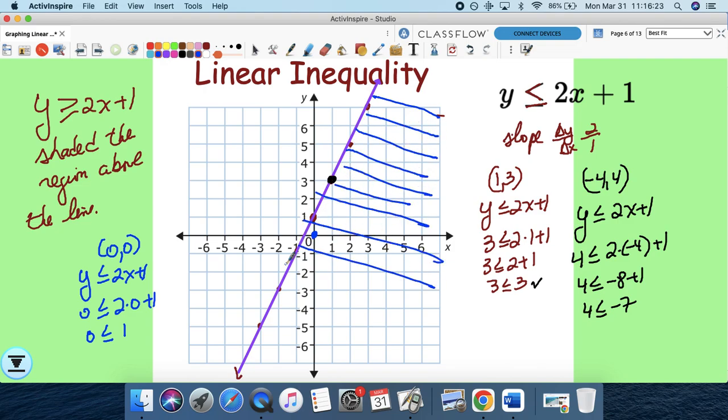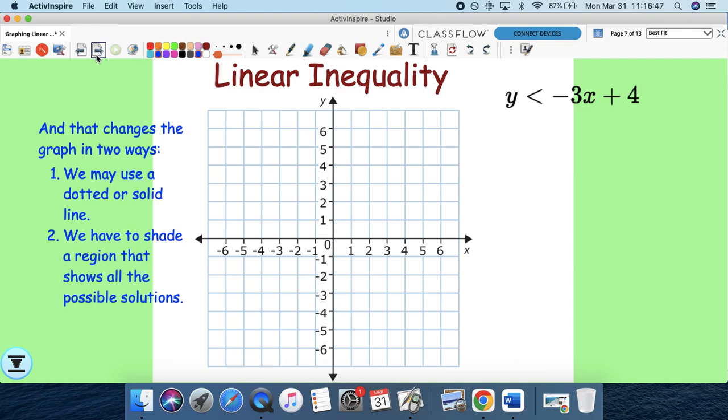Rather than me just telling you, hey, if it's greater than or equal to, you shade above, and if it's less than or equal to, you shade below, I'd rather you use test points. In this case, by doing the test points, we found out that a point under the line made that inequality true. Okay. Let's do one where this inequality sign doesn't have an equal sign at the bottom. It's just greater or less than. And let me show you how that's a little bit different.